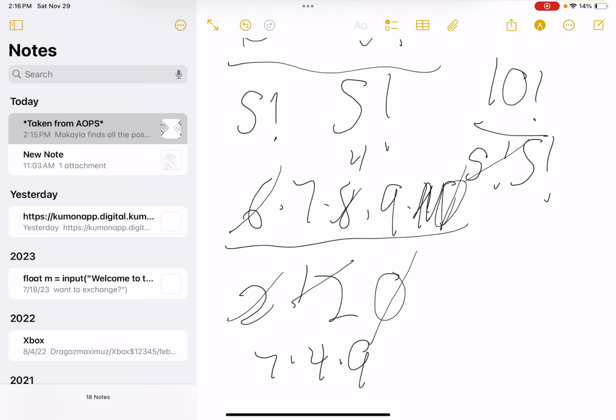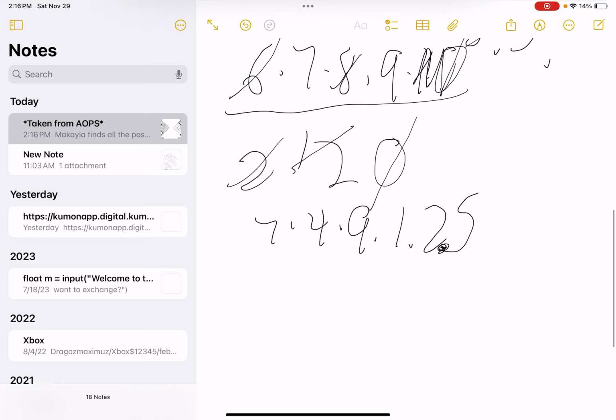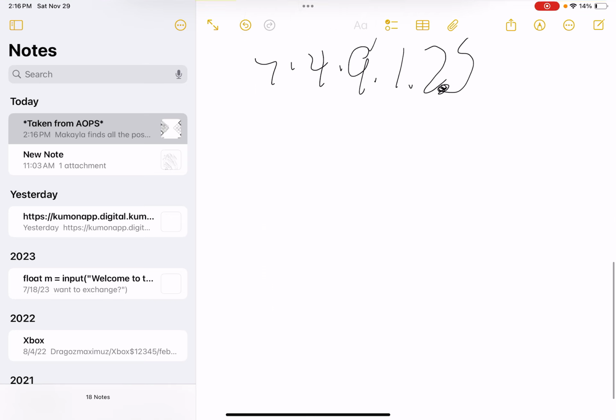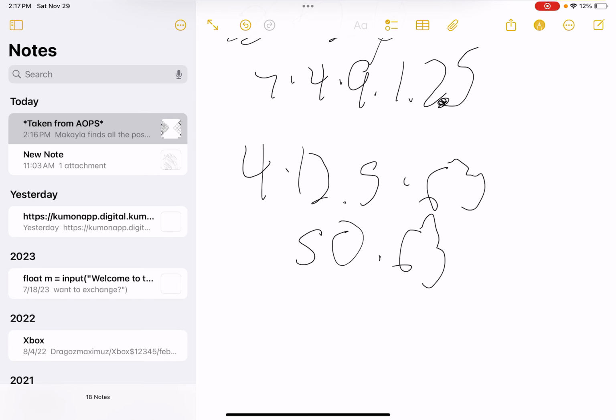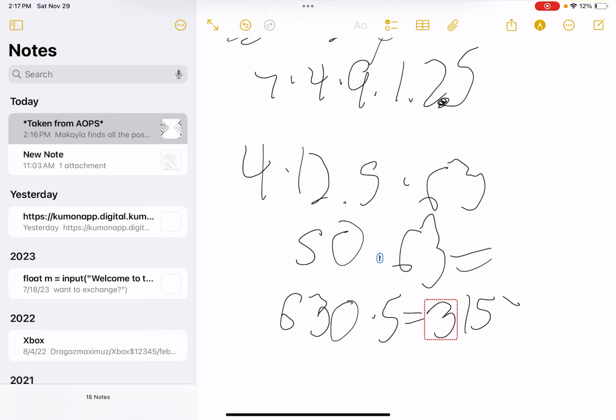And remember, don't forget to multiply it by 12.5, and that makes 4 times 12.5 times 63. And 4 times 12.5 is 50. And 50 times 63 is equal to 630 times 5, or 3150.